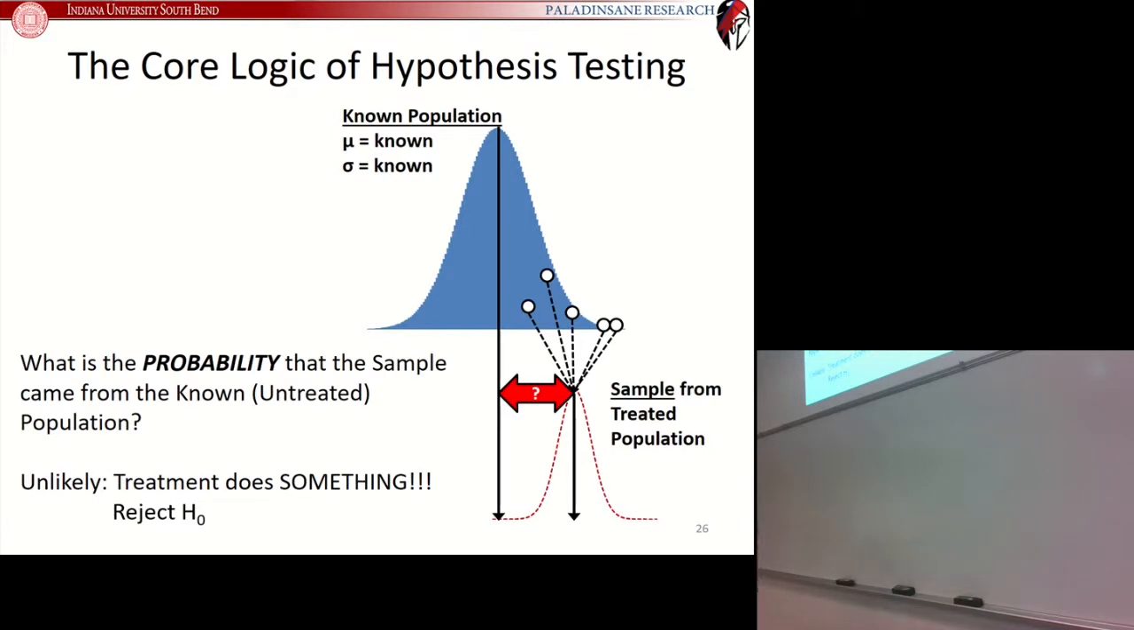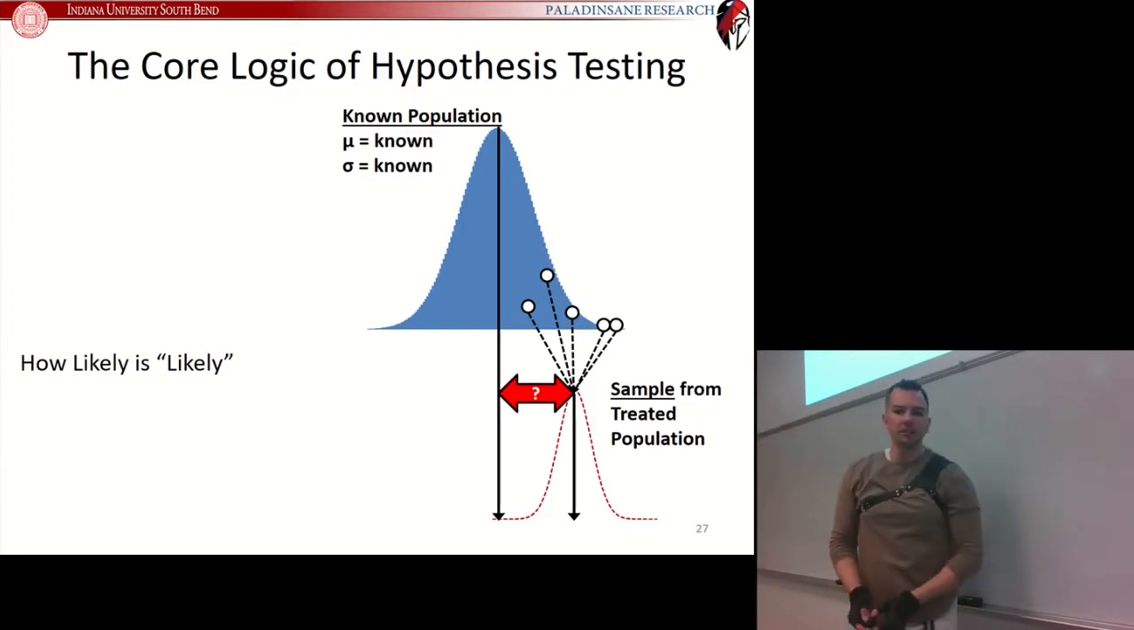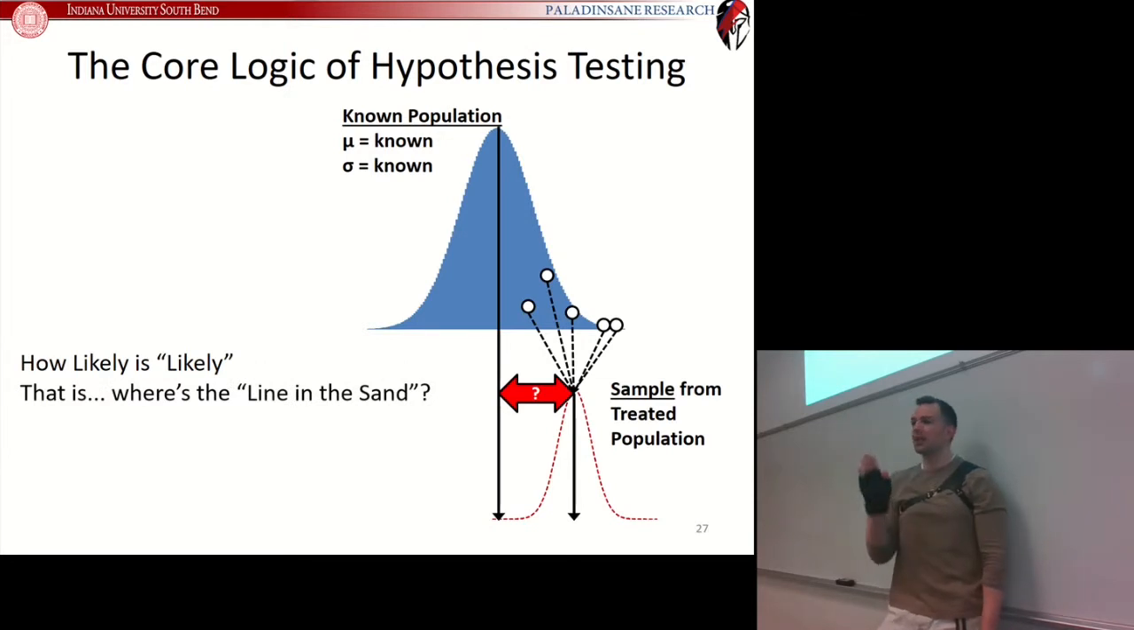So the last thing we need to answer is how likely is likely? So we kind of talked, oh, this has a high probability, this has a low probability. How likely is likely? That is, where is our line in the sand that we're going to compare our unlikelihood to? And that line in the sand, that line where you either cross it or you don't, that is what is known as your alpha level.